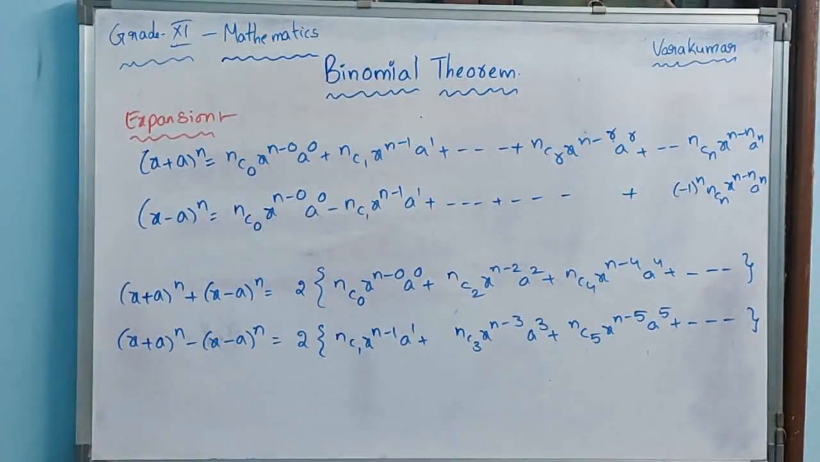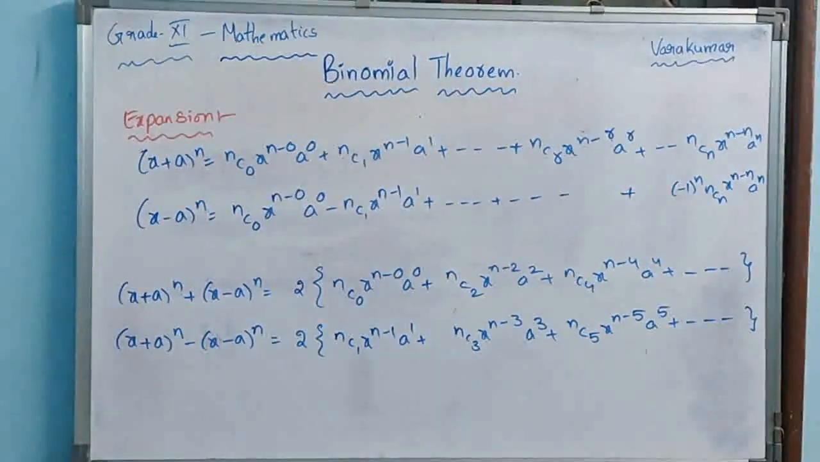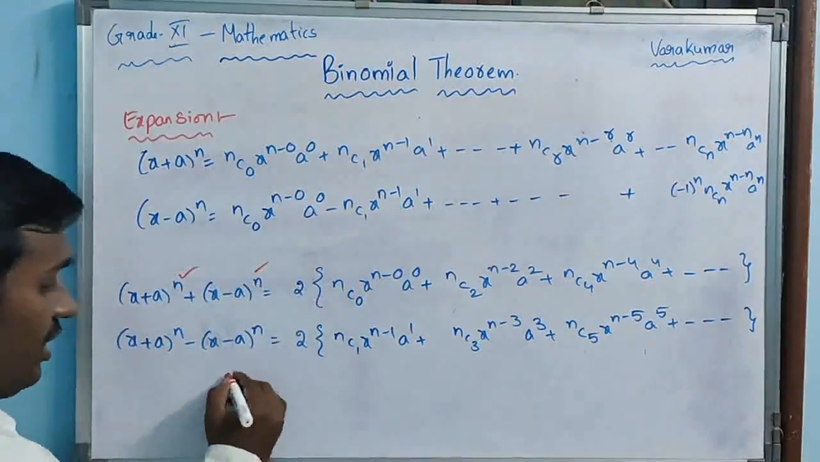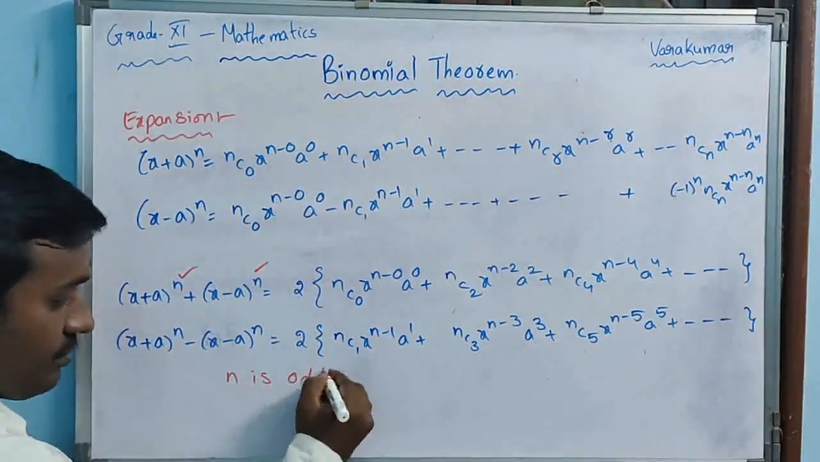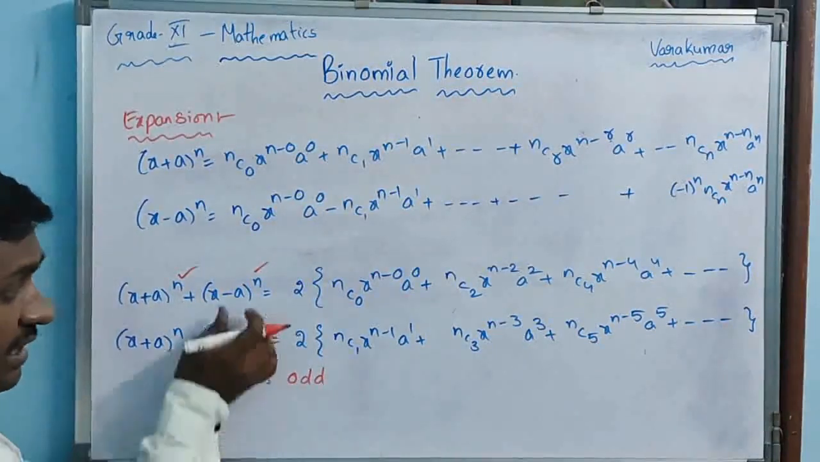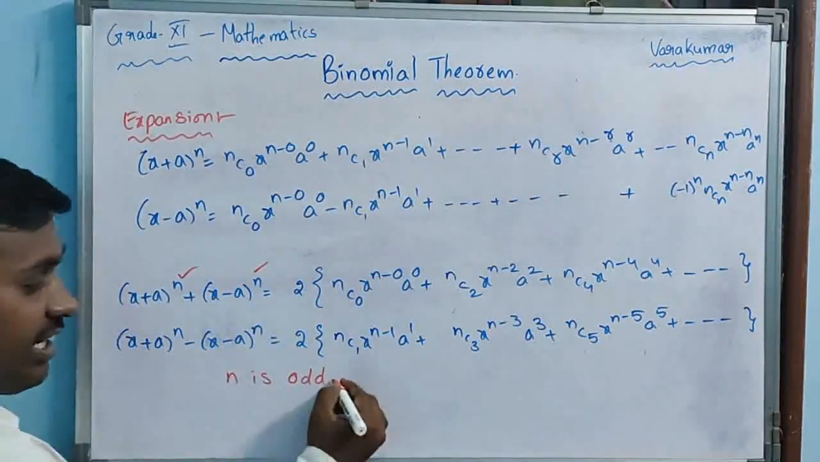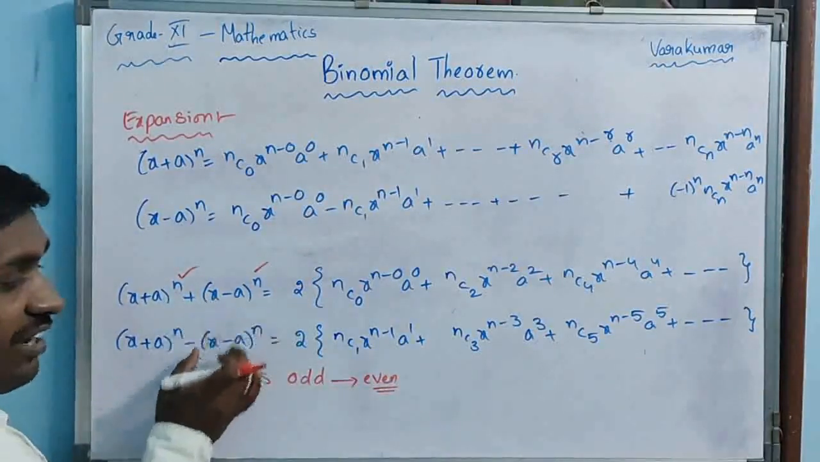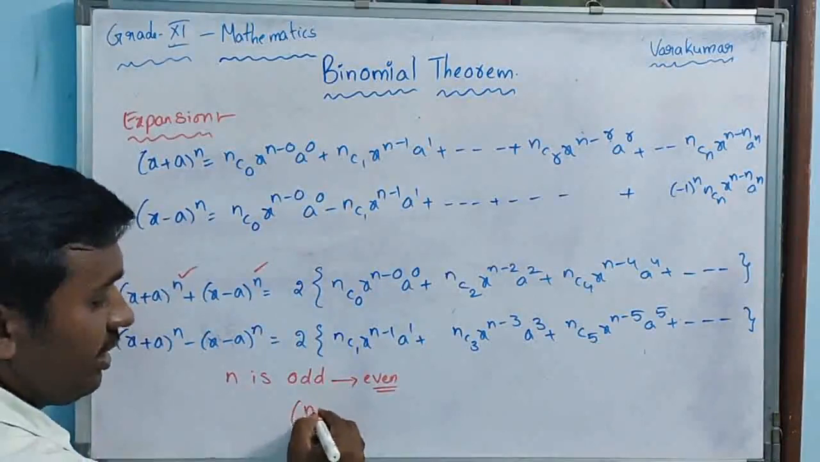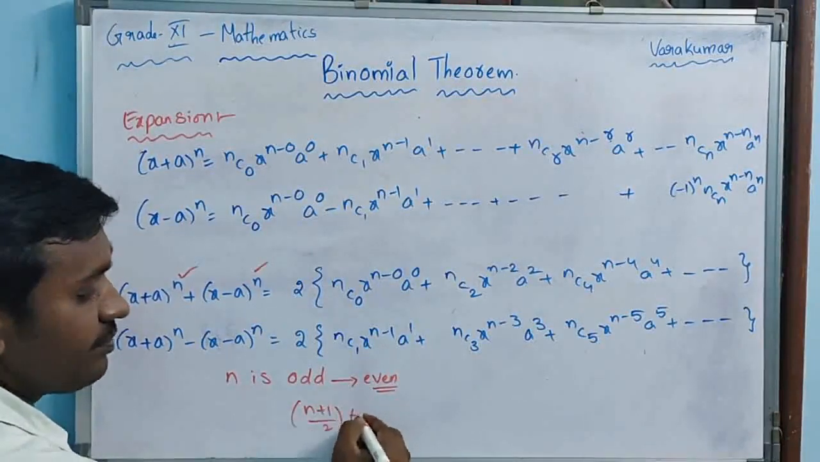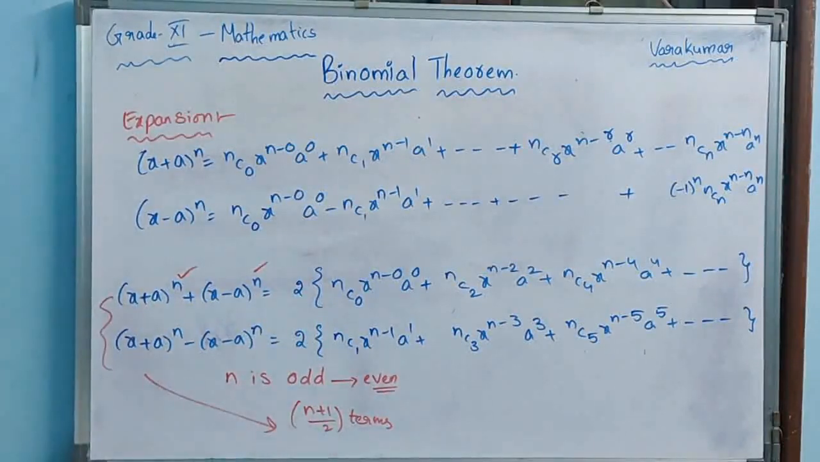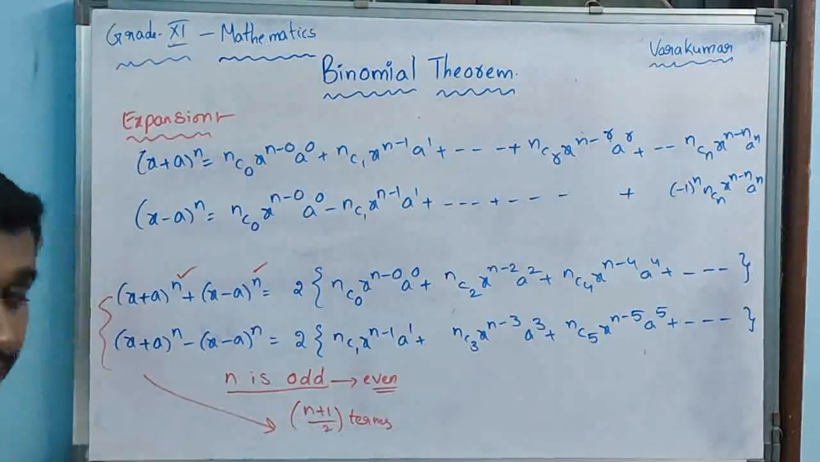Now how many terms will exist in these expansions? Let us do that. Two cases arise, depending upon the n value. Case 1: if n is odd. When you expand it, it has an even number of terms. Both of these have the same number of terms. How many terms will there be? (n + 1)/2 terms in both expansions if n is odd.